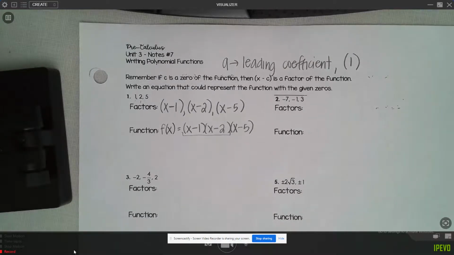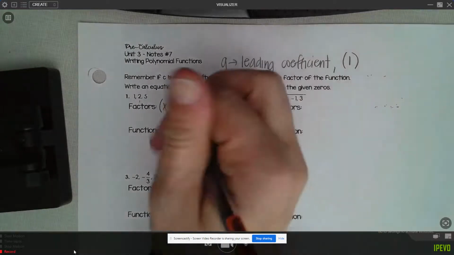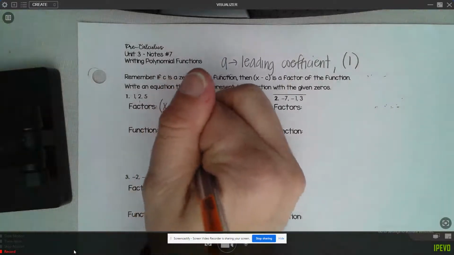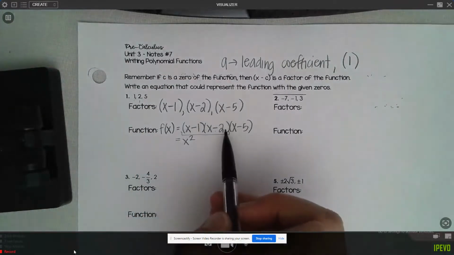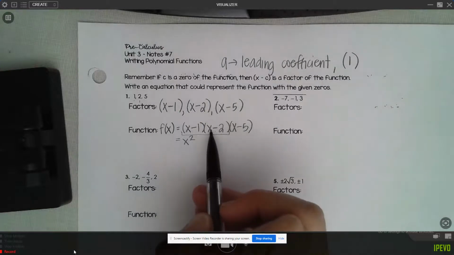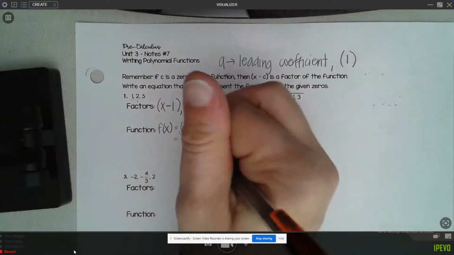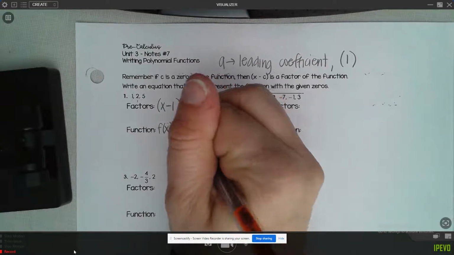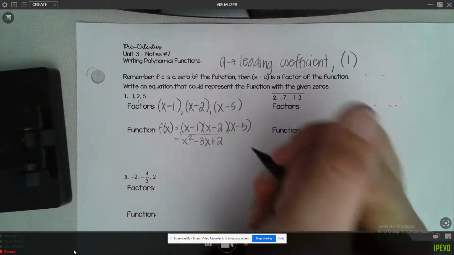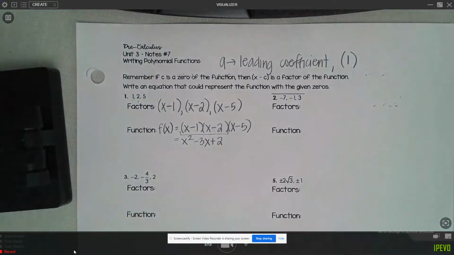So what you're going to do is distribute these 2 first. So FOIL those 2. So x and x is x squared, yes? X and negative 2 is negative 2x. Negative 1 and x is negative x, so that's minus 3x. And then negative 1 and negative 2 is plus 2. When I just FOILed those, that's what I got. We good there? Okay.